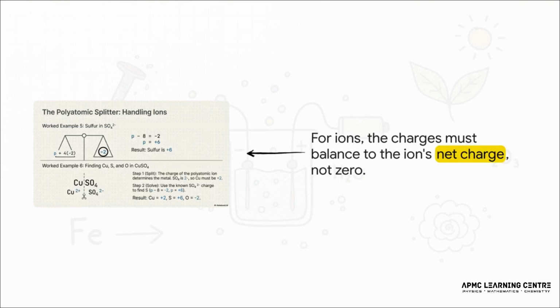But what happens when it's not a neutral compound? Well, for ions, you do the exact same thing. You just balance to the ion's total charge instead of 0. Let's look at the sulfate ion, SO4 with a 2- charge. The overall charge is -2. Our 4 oxygens are still -2 each, so that's -8 total. So what plus -8 equals -2? You got it. The sulfur must be +6.